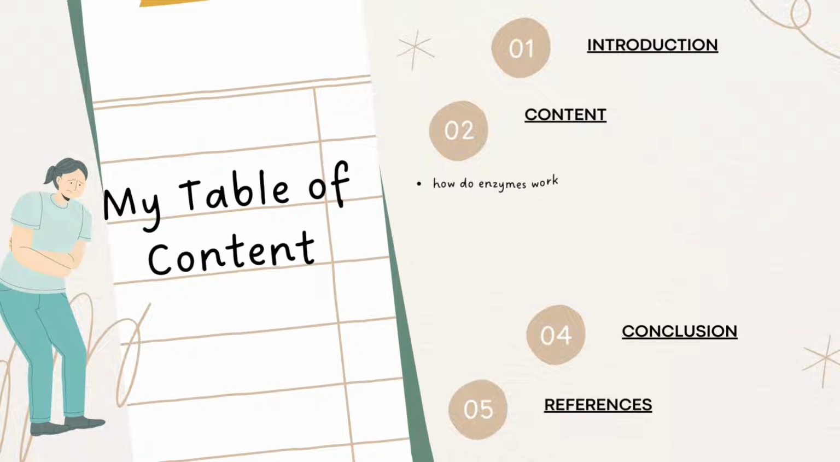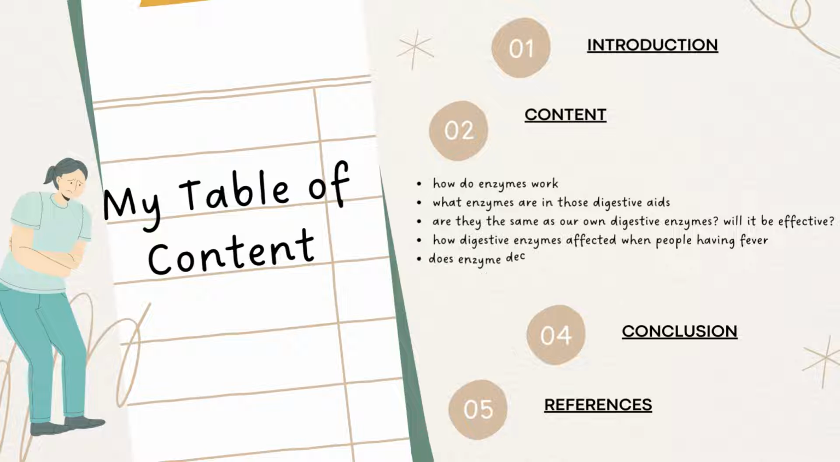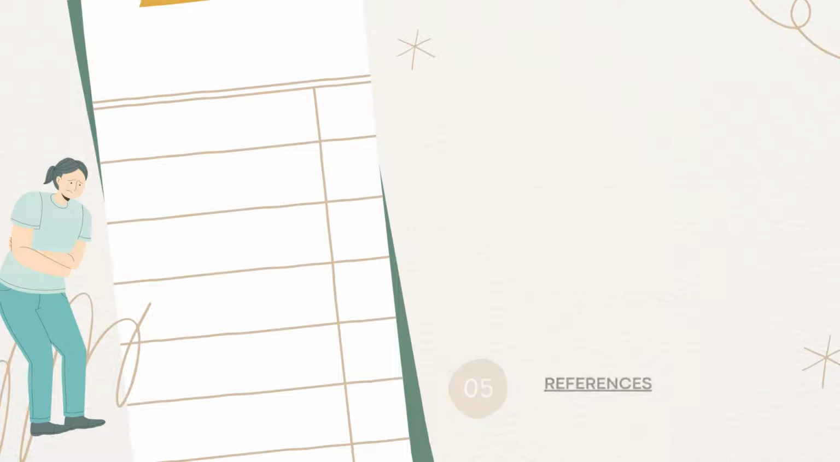Here is my table of content. We will have an introduction. Next, we will have some content on how do enzymes work, what enzymes are in those digestive aids, are they the same as our own digestive enzymes, and will it be effective? How digestive enzymes affected when people having fever, and does enzyme decrease as our age increase? Then, we will have conclusion and references used in this video.